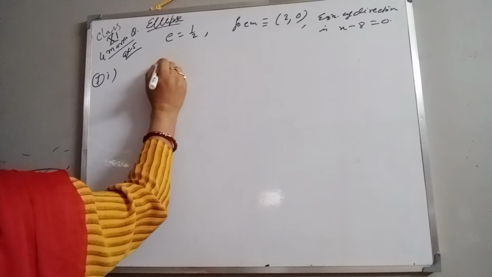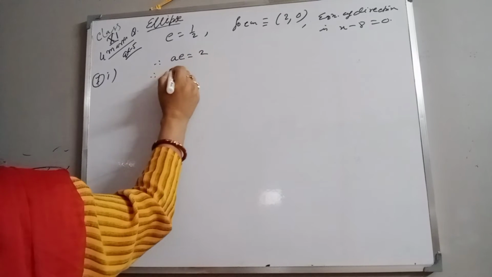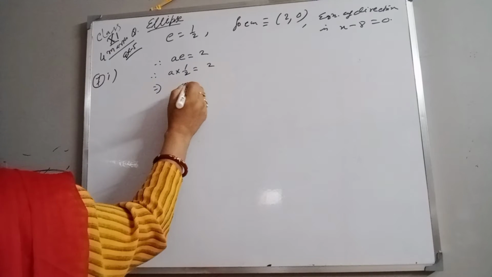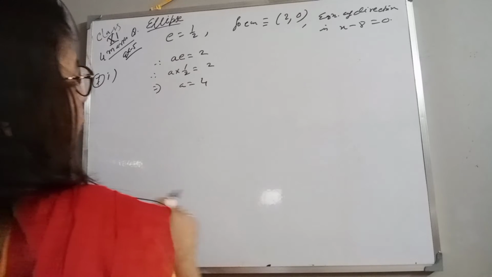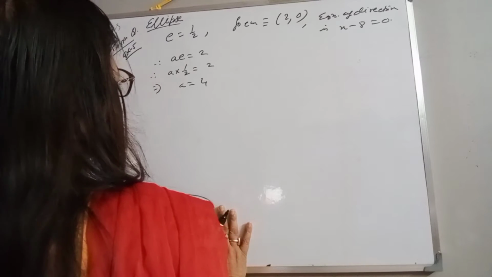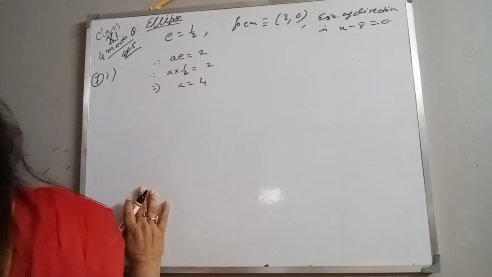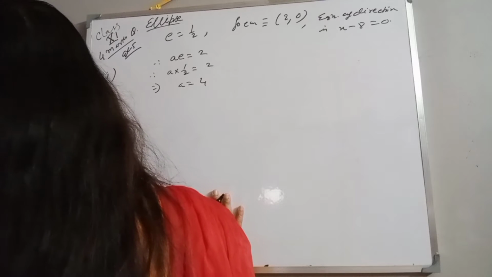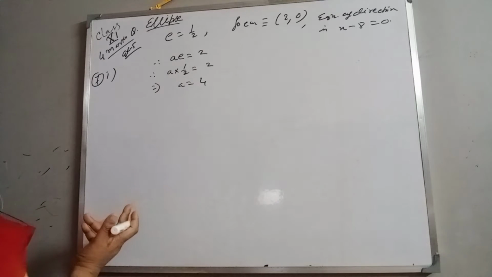Focus is (2, 0). Therefore, can we write ae is equal to 2? Yes, we can write. So a into e, that is half a, equals 2. So a equals 2 into 2, which is 4. We can write a equals 4 directly.